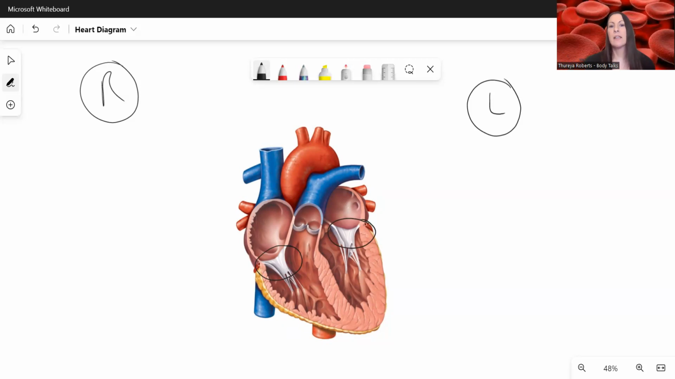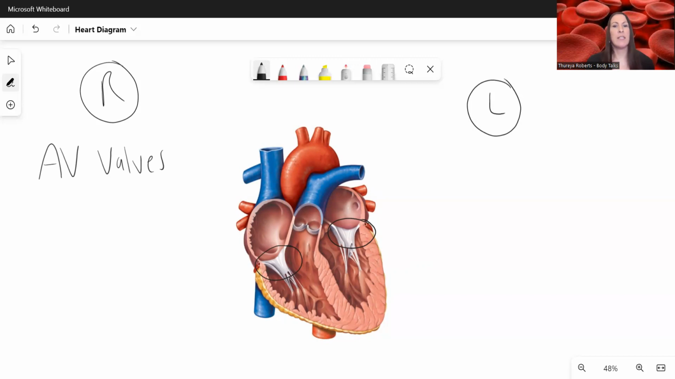These 2 valves collectively are referred to as the atrioventricular valves. Atrio, that bit comes because they're between the atria, and ventricular because they're between the atria and the ventricles. So for short, we usually refer to them as the AV valves. AV valves for short, instead of saying atrioventricular valves. That's kind of easy to remember thinking about the fact of where those valves are situated within the heart.